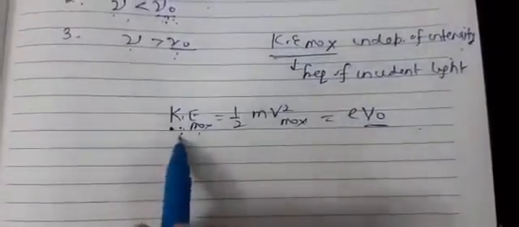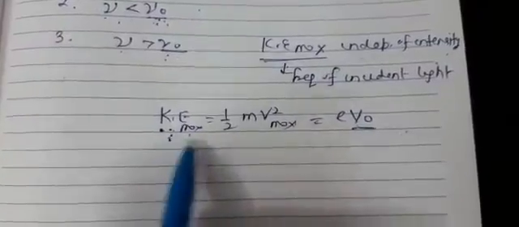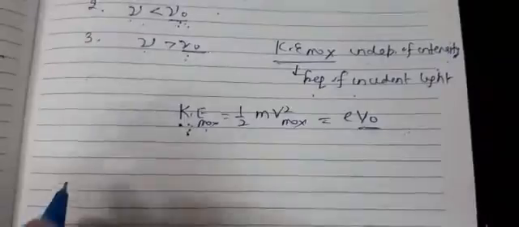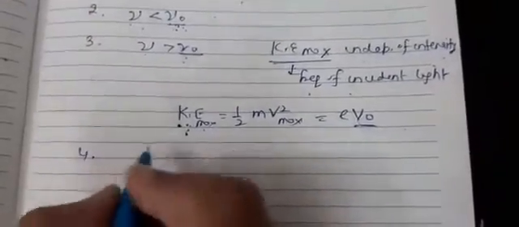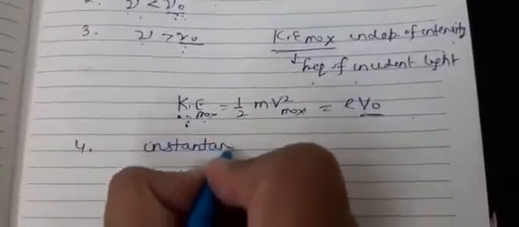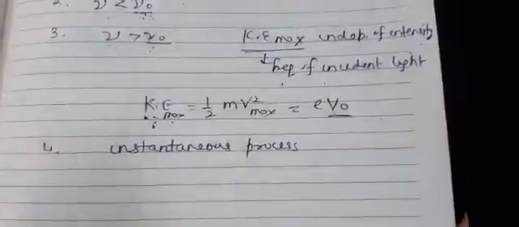So above threshold frequency, the maximum kinetic energy of the emitted photoelectron is independent of intensity and depends upon the frequency of incident light. And the last point: photoelectron emission is an instantaneous process.